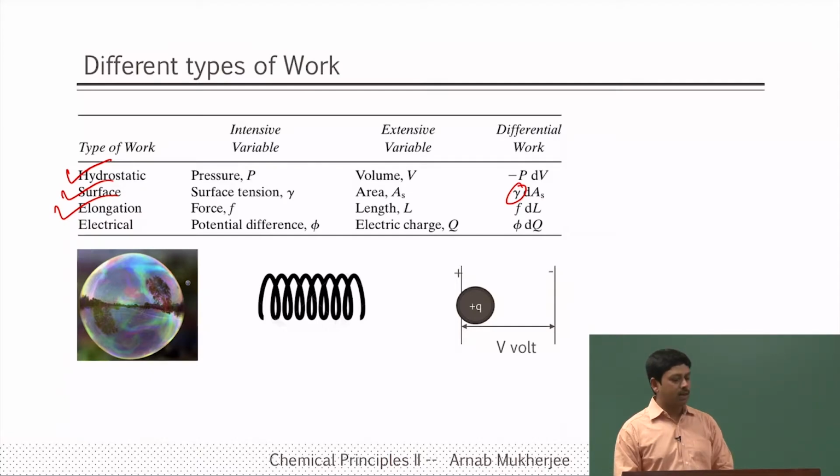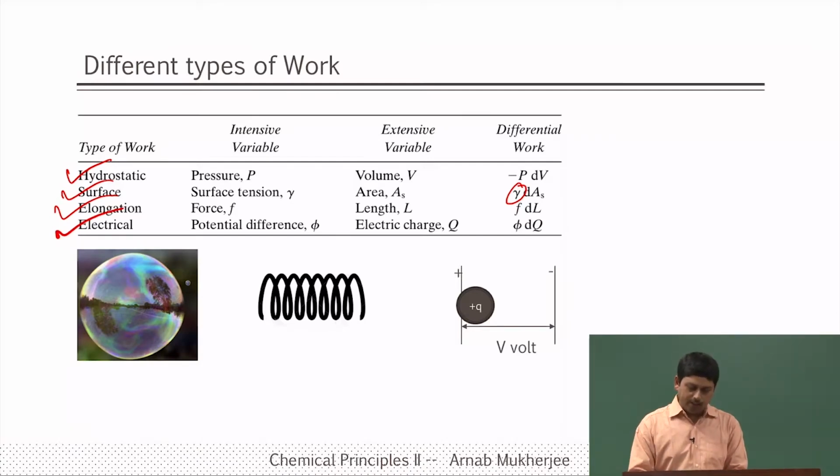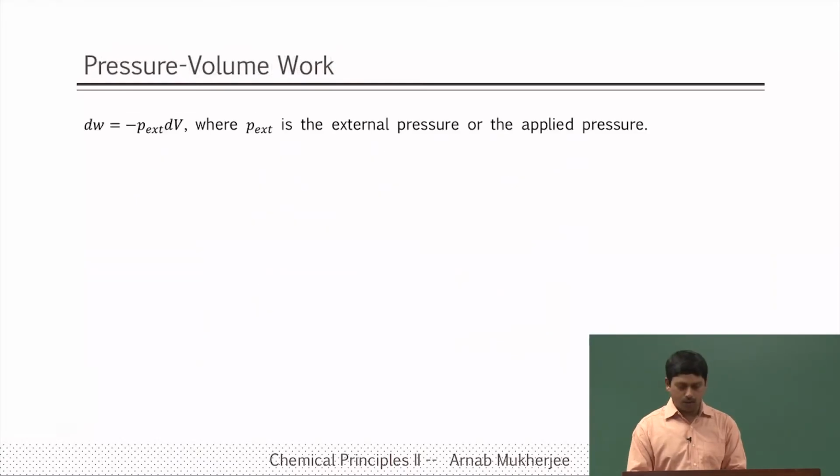And another work is electrical work, where the charge is carried over an electric potential, and that will give rise to some kind of work. So, there are different kinds of work, but we will consider mainly PV work in this particular course. So, for a very small change, when the work is done on the system, what will be the sign then? Let us say we have a mass m.